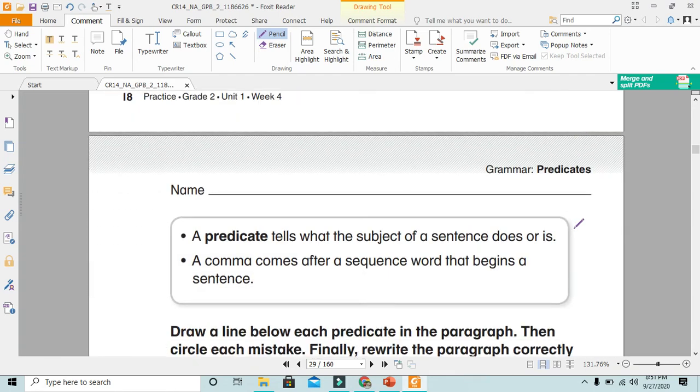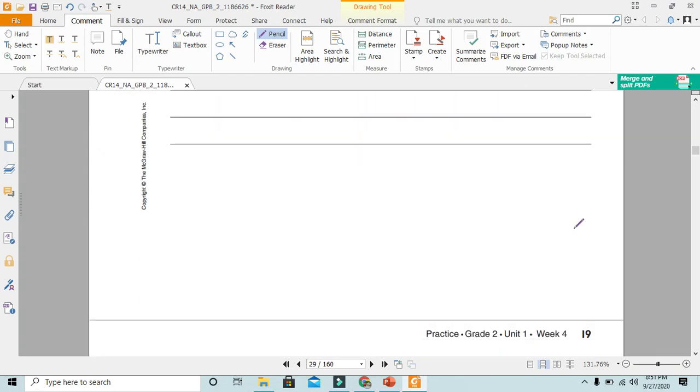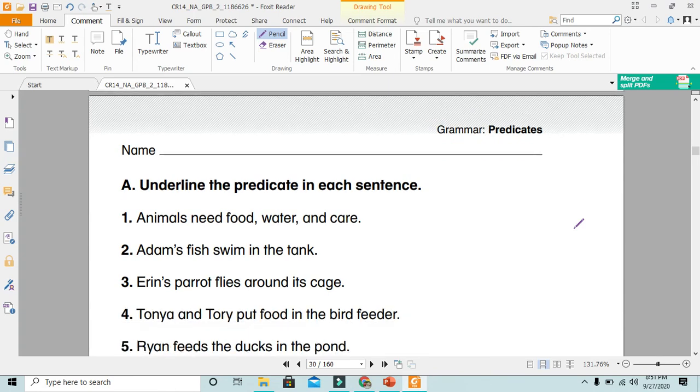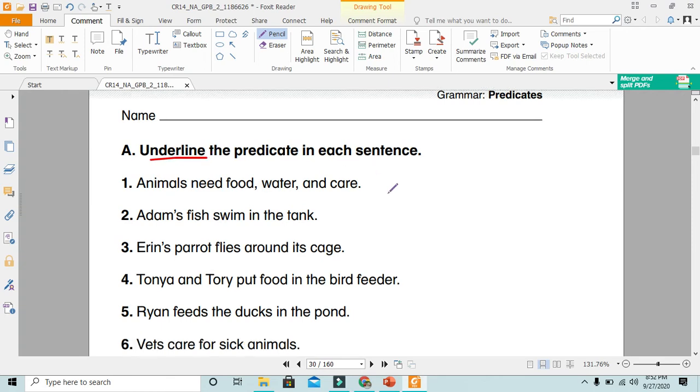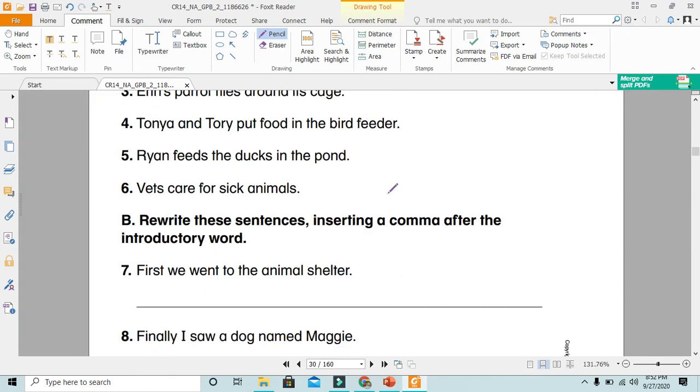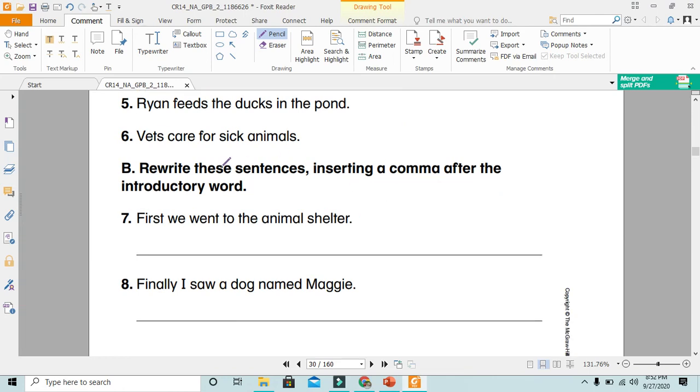For your homework, page 20, in number 1, you have to underline the predicate. Underline the predicate here. Okay. And in the second part, insert a comma. When you write the sentence, insert a comma after the introductory word, after first and after finally. That was our grammar class for today. Now we have to go to the reading class.